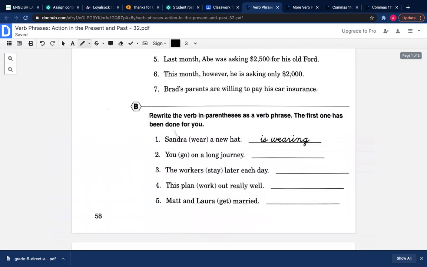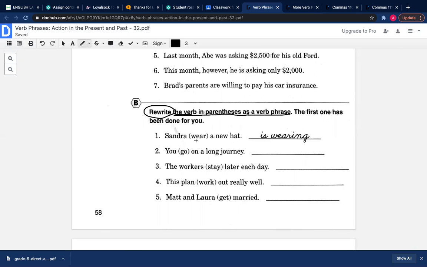In part B, the directions say to rewrite the verb in the parentheses as a verb phrase. The first one was done for you. Number 1 says, Sandra, wear a new hat. Okay, our verb is wear. Now we need to rewrite this verb as a verb phrase. Remember, a phrase is more than one word, and we need to use a helping verb with that. Okay, so that's why Sandra is wearing a new hat, and is wearing becomes our verb phrase there. Let's take a look at number 2.